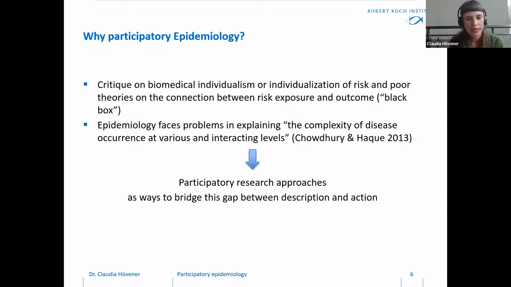And we can only understand this if we really include the target population by interpreting the results and by really questioning if there's really a causal association. So epidemiology thus faces problems in explaining the complexity of disease occurrence at various and interacting levels, as we all know. So these participatory research approaches or participatory epidemiology can help us to bridge this gap and understand better the black box, understand better what really happens between a potential risk or exposure and an outcome.